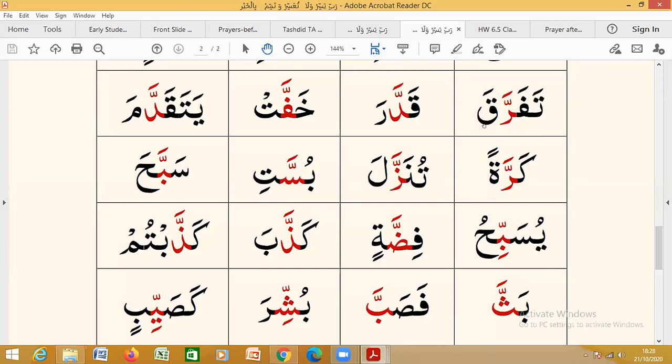Qa. Tafarraqa. Tafarraqa. Excellent. Well done. So the one thing we have to keep in mind when we're joining a mushaddad letter to the previous letter is we have to join straight away and join with force. Okay? Well done. Let's carry on.